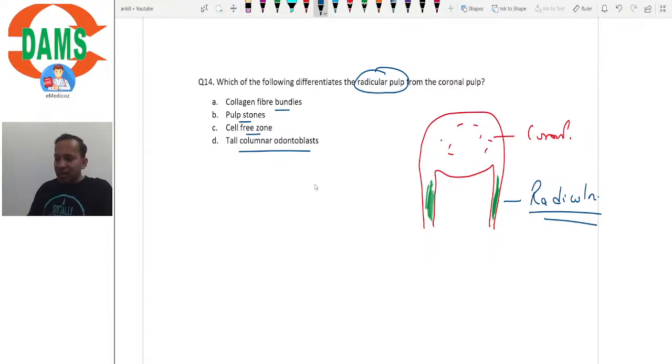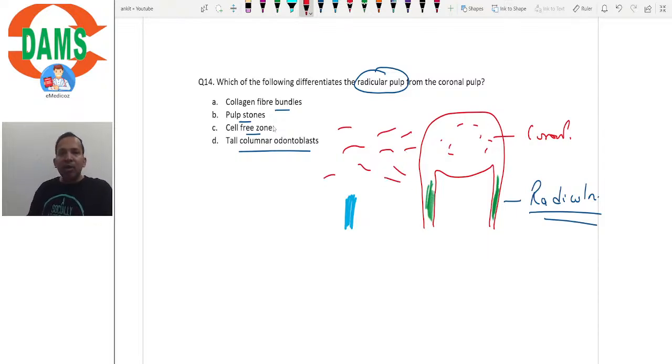ठीक है, तो collagen fiber bundles, option is collagen fiber bundles. So at one of these places you will have collagen fiber bundles, whereas in the other you will have loose collagen fibrils, isn't it?